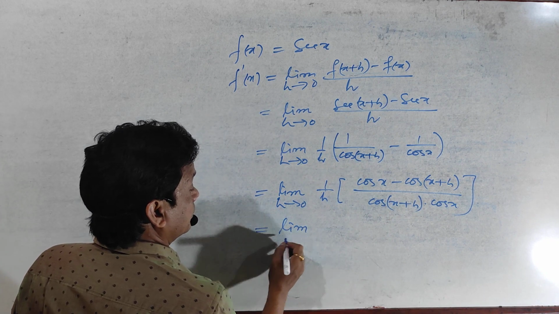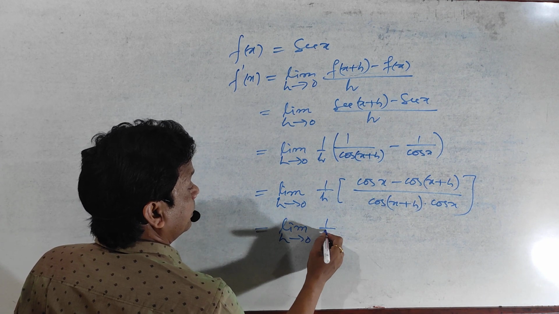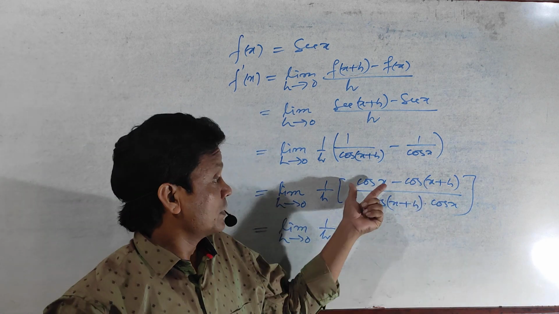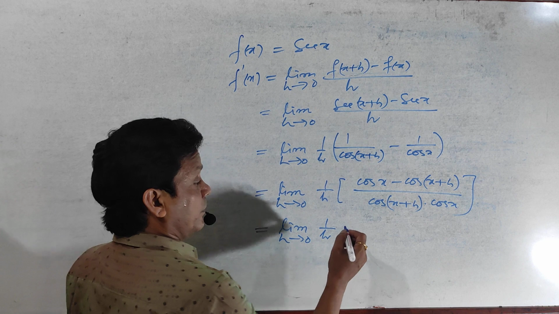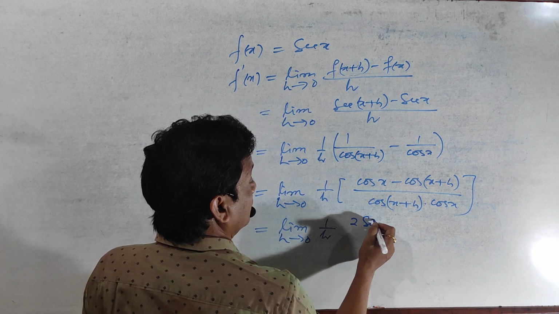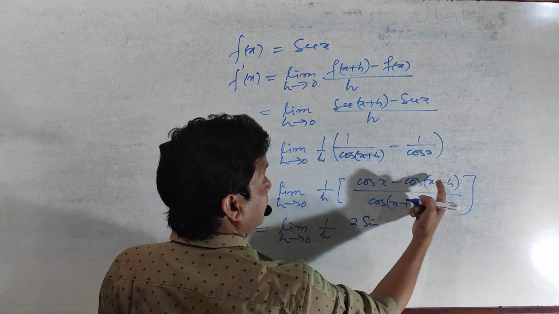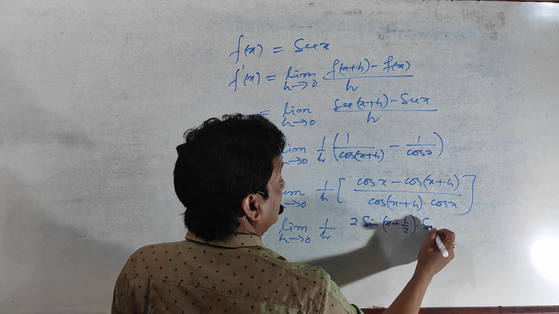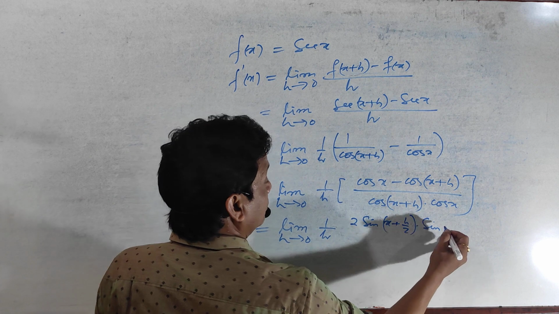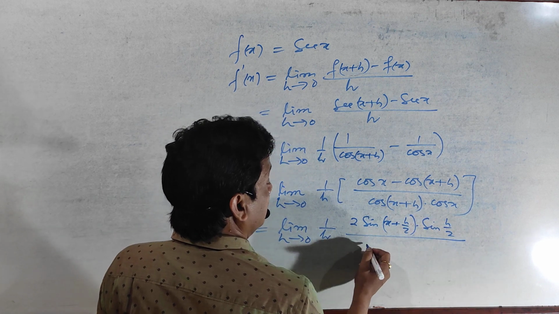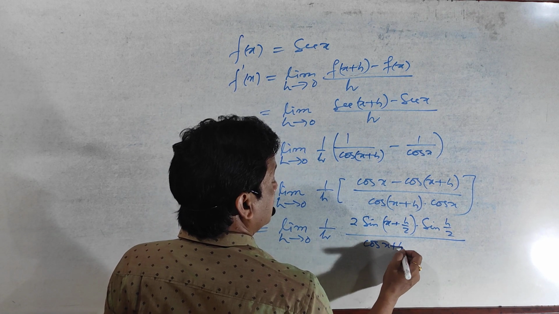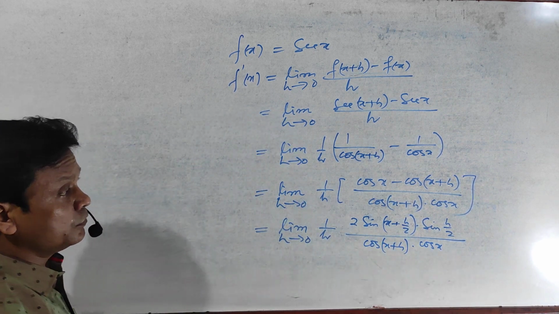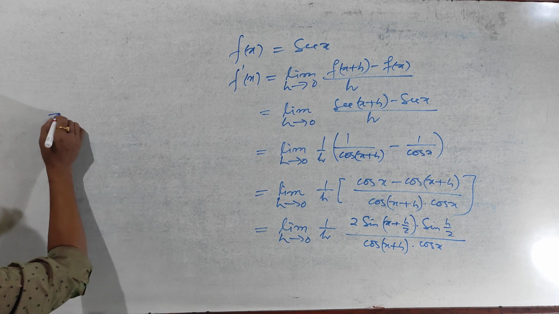Clear? Limit h tends to 0, 1 by h, this is cos(x+h) minus cos x. Cos c minus cos d is 2 sin (c+d)/2 into sin (d-c)/2, so we get 2 sin (2x+h)/2 into sin (h/2) divided by cos(x+h) into cos x. Don't confuse this with the formula for cos c minus cos d. Clear?